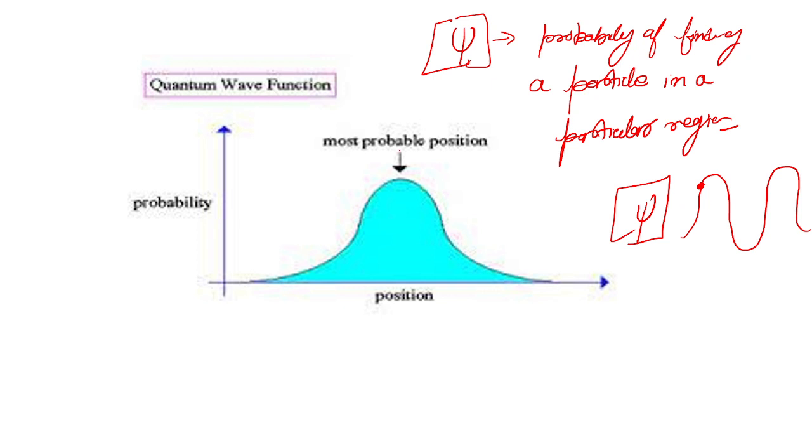Look here. This is the point where we see the maximum value of psi, the wave function, and this is the point where the value of the wave function is 0. It shows the probability of finding a particle in a particular region, and it mathematically indicates the wave that is associated with that particle while it is moving.